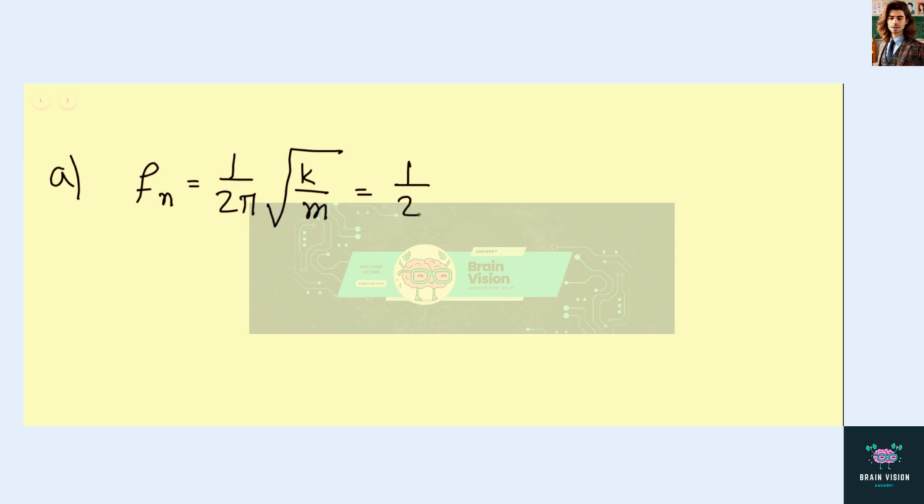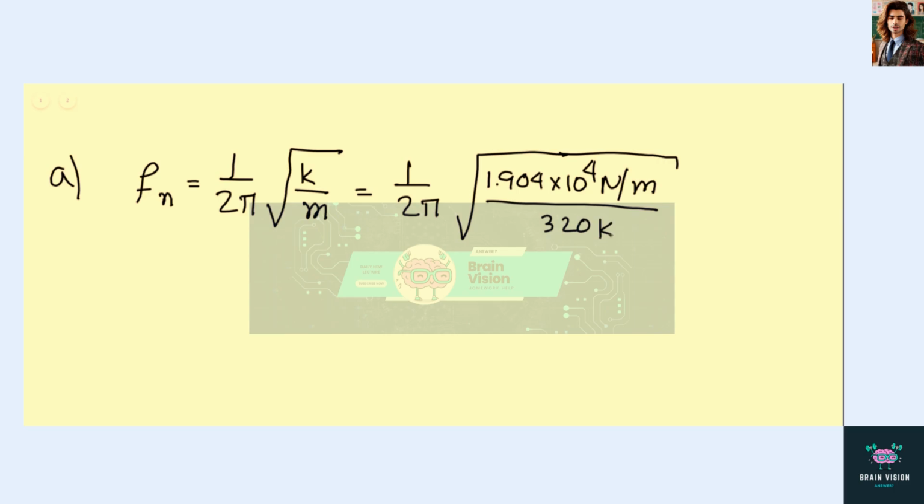So that's 1 over 2 pi square root of 1.904 times 10 to the power 4 Newton per meter divided by 320 kg, which is equal to 1.228 hertz. And if we approximate to just 2 sig figs, it's just 1.2 hertz.